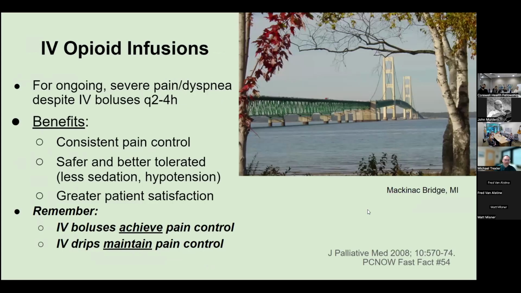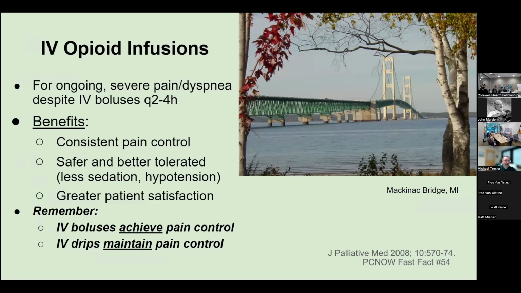Anyway, just a quick note on the opioid drips. This is for ongoing severe pain or shortness of breath, especially if somebody's coming off of a ventilator with comfort care, despite giving boluses every 2 to 4 hours. The benefits: consistent pain control, it's safer and better tolerated, less sedation, less hypotension because you're spreading that dose out over an hour instead of necessarily giving it all at once. Generally, patients are better satisfied.